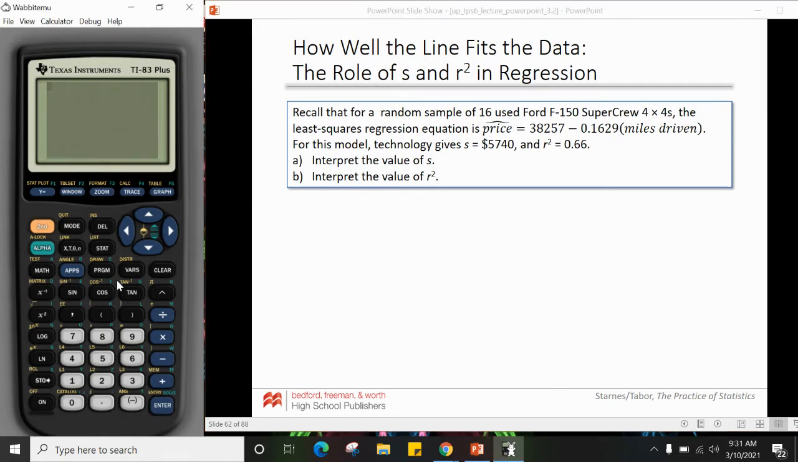I believe if I go to stat calc, table down to A plus BX, it gives me A, B, and R squared, which is 0.66. Let's see if we can get our S out of here. I think our S is in 2-var stat.